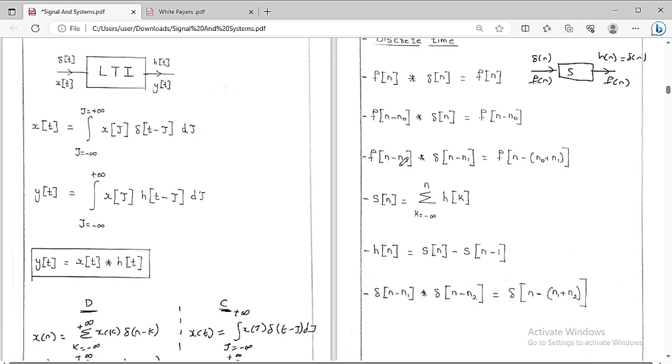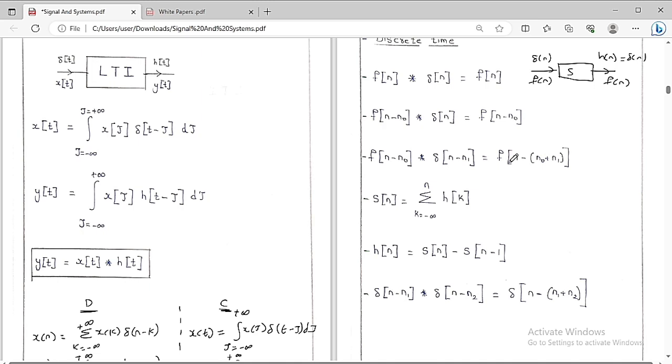Similarly, f of n minus n naught convolution delta of n minus n1 is equal to f of n minus of n naught plus n1. So this formula we have to always remember, because it is very useful when doing convolution. f of n minus n naught convolution delta of n minus n1 is equal to f of n minus of n naught plus n1.